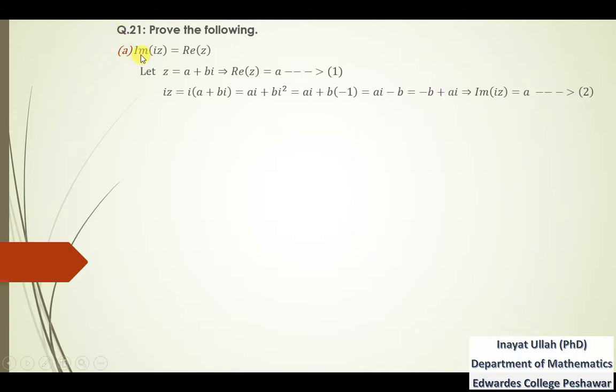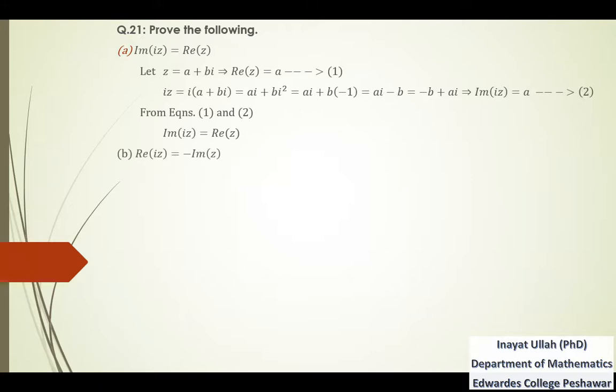We need the imaginary part of iota z. So the imaginary part of iota z is which one, minus b or a? It is a. A is the imaginary part. So the imaginary part of iota z is a. That is equation number 2. So we see here that the real part of z is a, and the imaginary part of iota z is the same a. So from equation 1 and equation 2, the real part of z is equal to the imaginary part of iota z. That is the proof of this equality.